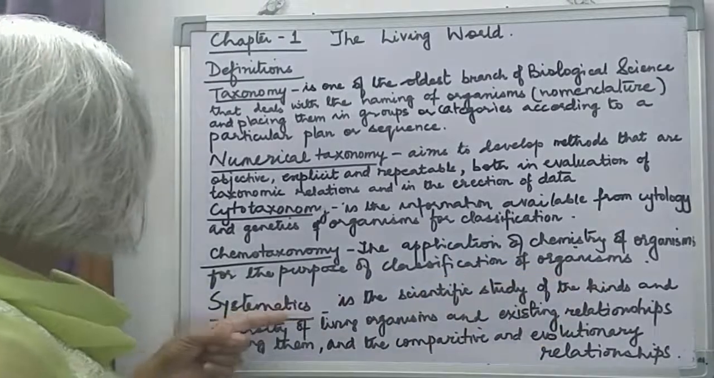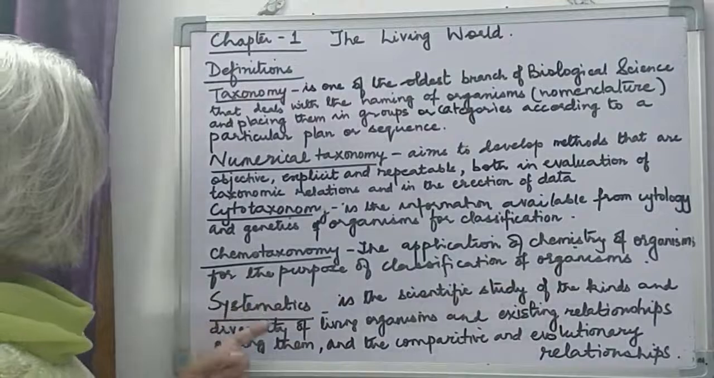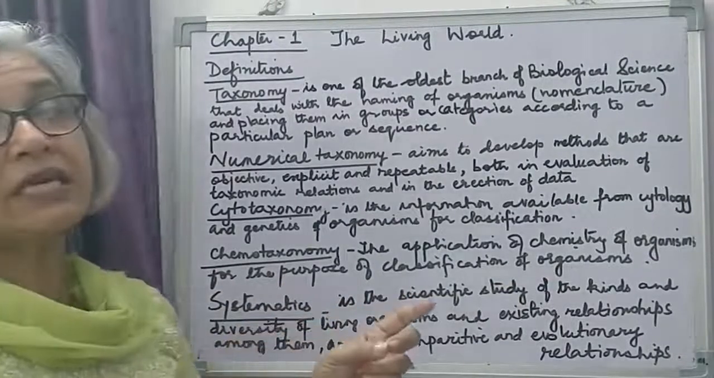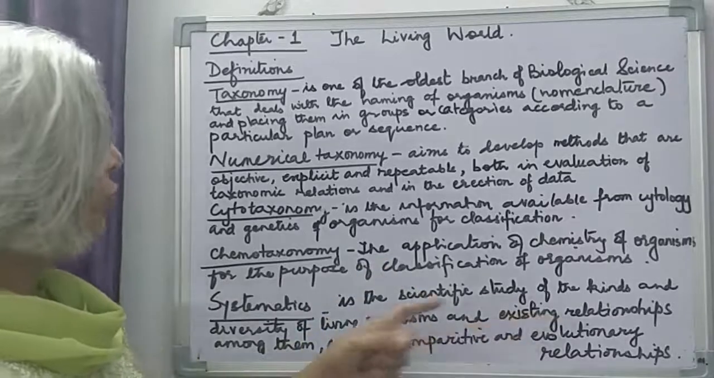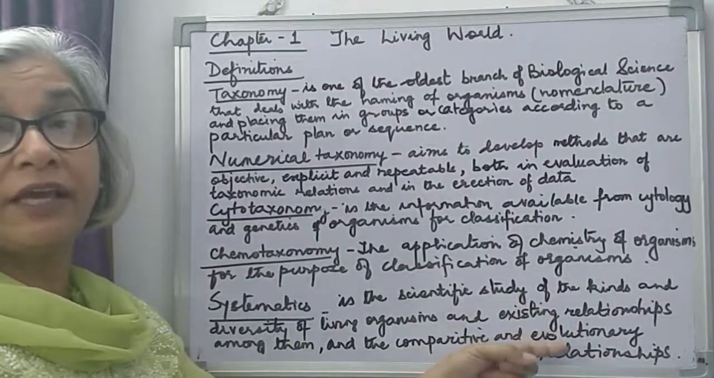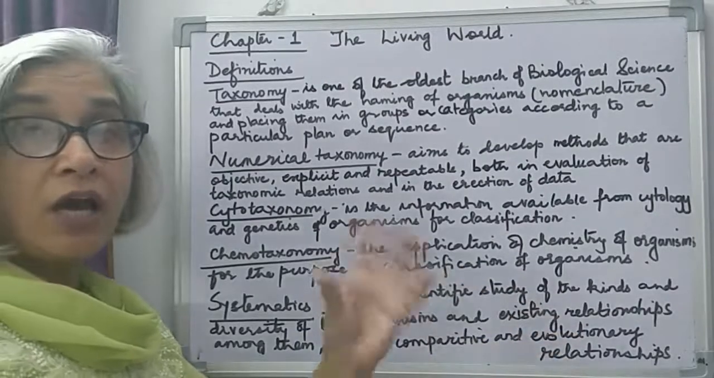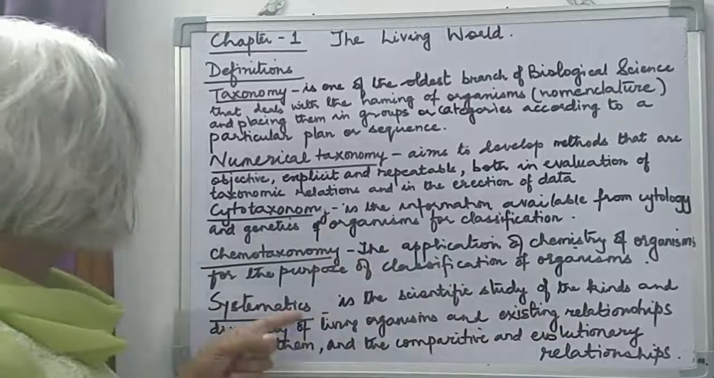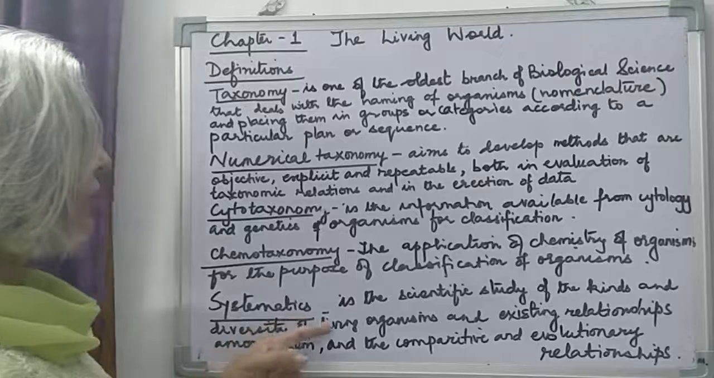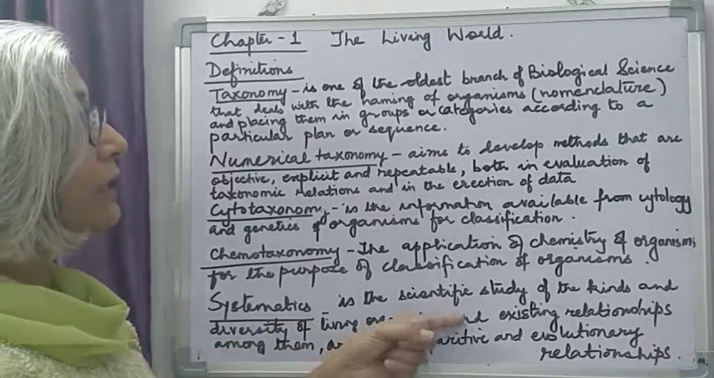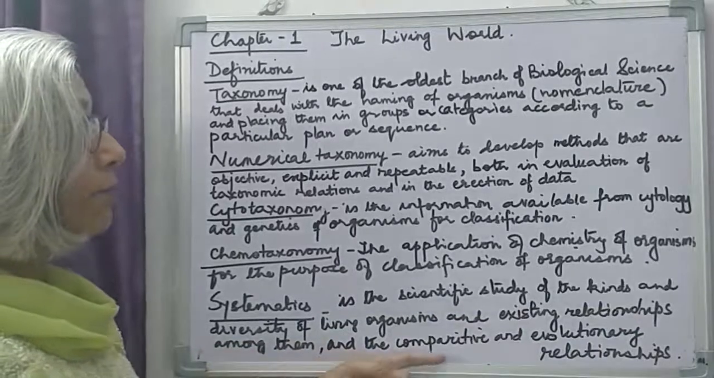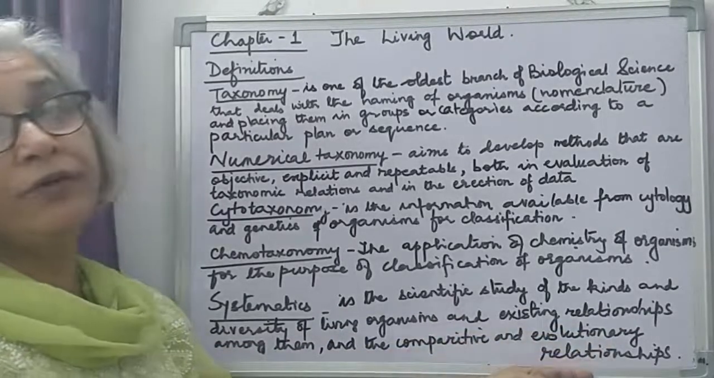Then the next broader term that is used is systematics, which is a combination of nomenclature and the relationships that exist, the evolutionary relationships and how they can be compared. So systematics is the scientific study of the kinds and diversity of living organisms and existing relationships among them and the comparative and evolutionary relationships.